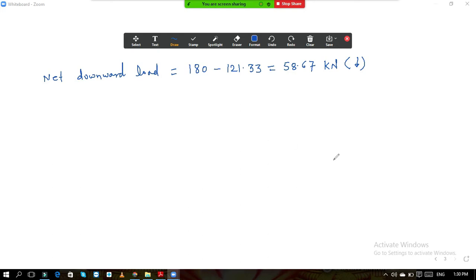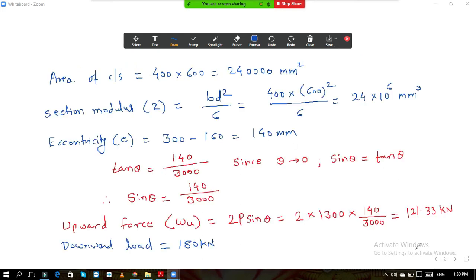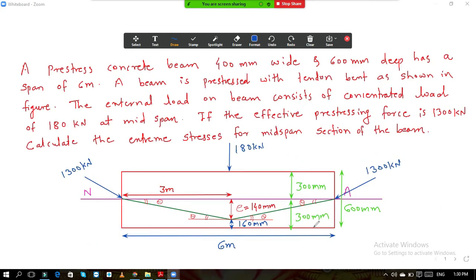So here if you see the beam, the bending moment is due to what? Now we calculate the net downward load. So here the net downward load is 58 point something kilonewton, because this load is resisted by some upward reaction due to this bent tendon. So we calculated the net downward load. So there is a bending moment at midspan due to this net downward load.